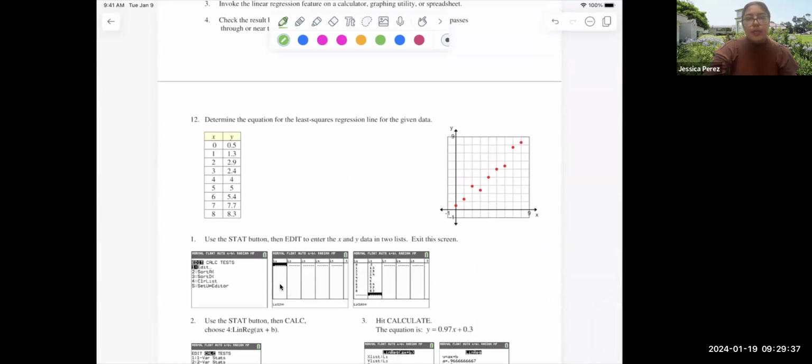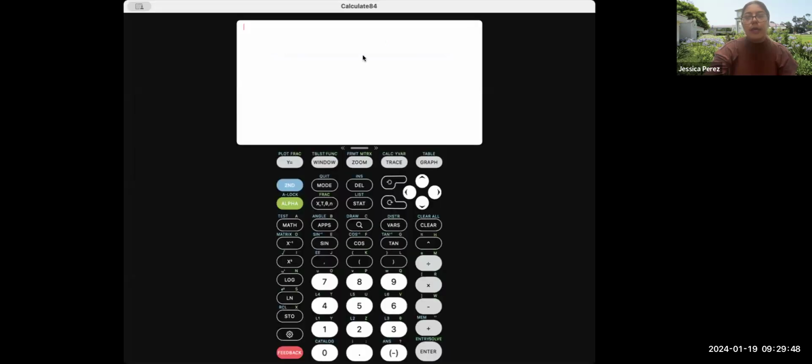We want to go ahead and input L1 and L2. We want to use the stat button. So what we're going to be doing is using this data, so I'm going to keep this data with me. As you can see, I'm sharing my TI-84.